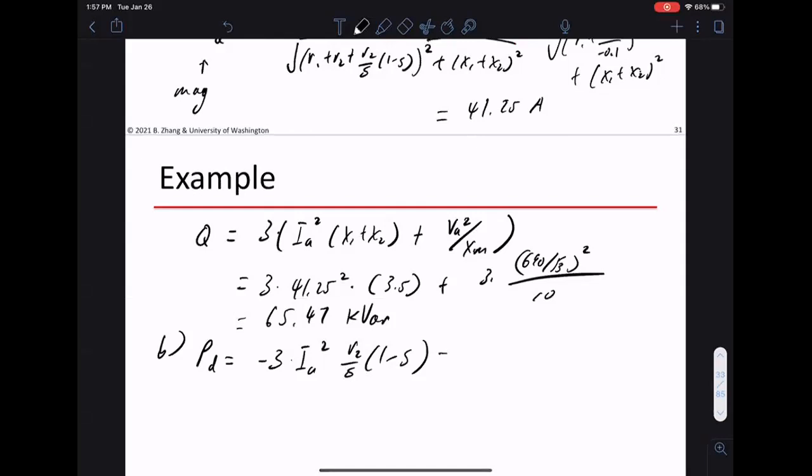So plugging everything in, we get -3 times 41.25 squared, times 1 over negative 0.1, times (1 plus 0.1) because we're subtracting a negative number. What we get is 56.15 kilowatts. Okay, so this is our developed power. Any questions about this developed power?